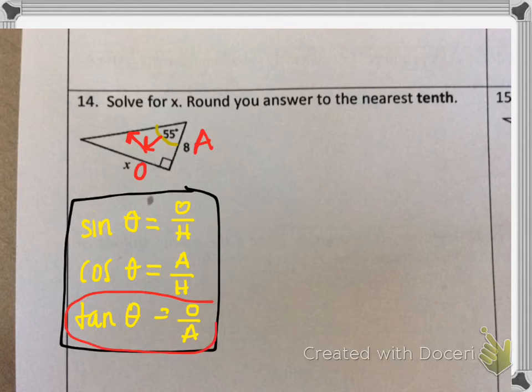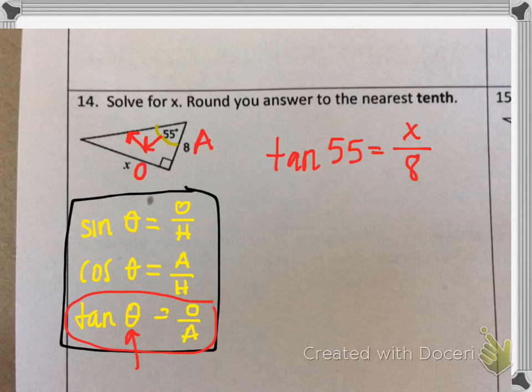That would be tangent. So we're plugging in from that equation, tangent of theta. This symbol here is called theta, it's just the angle. So tangent of 55 degrees equals a fraction bar. Opposite goes first, so that's up top, the x. Adjacent is below, that's the 8.